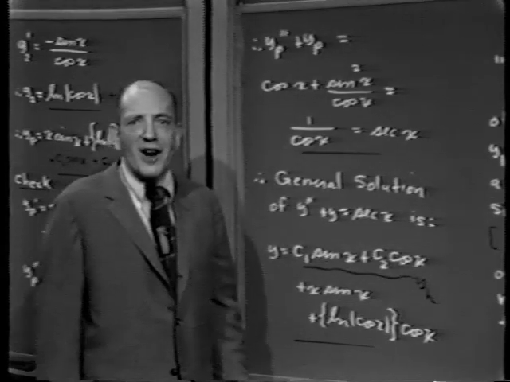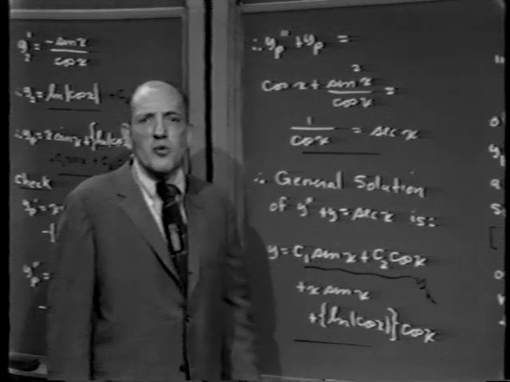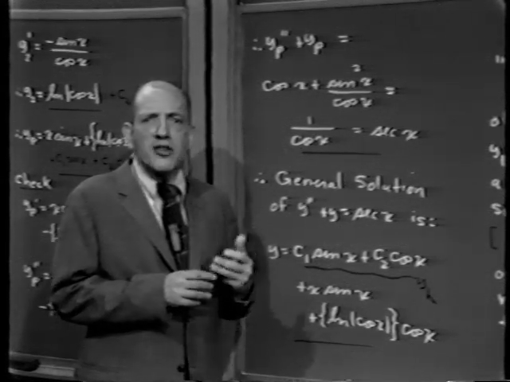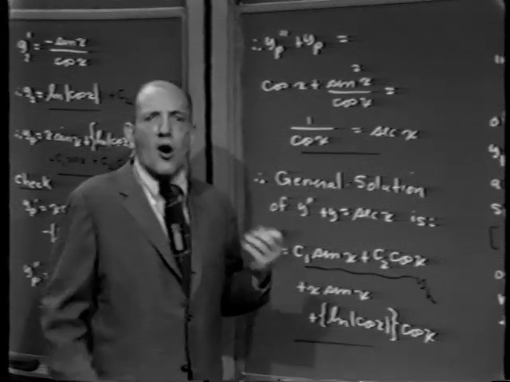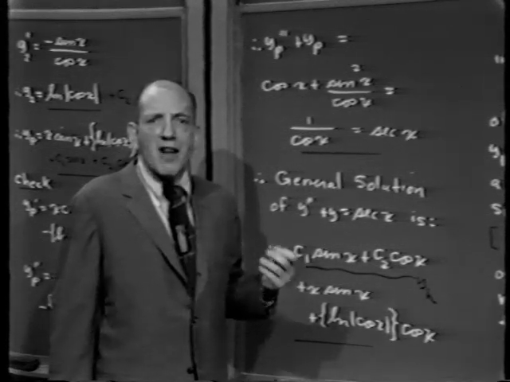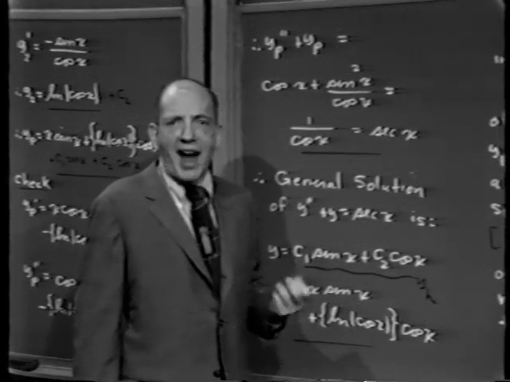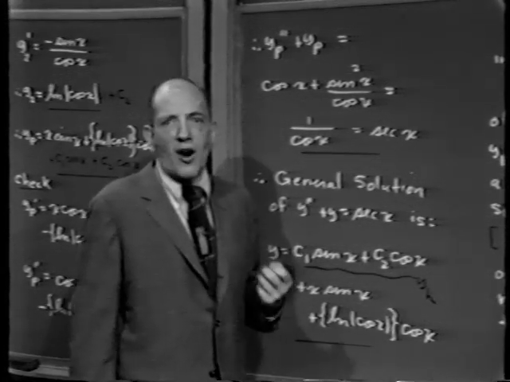And that's the method of variation of parameters. And where is it used primarily? When you have to tackle a problem which does not have constant coefficients, or if it has constant coefficients, but the right-hand side isn't as pleasant as e to the mx, sine mx, cosine mx, or x to the nth power.